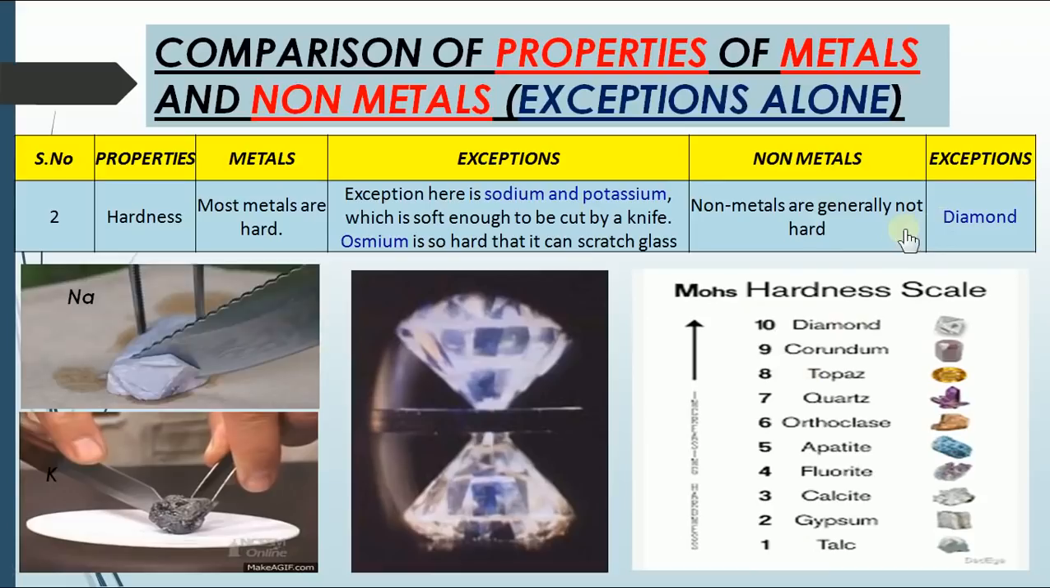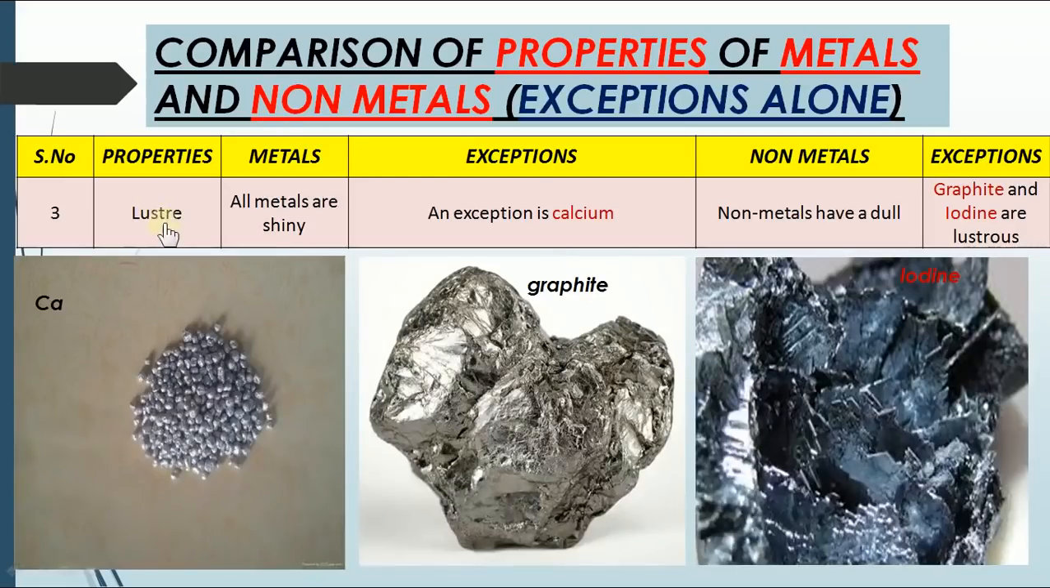Now come to the third property, that is luster. What is meant by luster? Luster means when you expose the substance to light, the surface will shine. So shininess is called luster. All the metals are shining, but the exception is calcium. You could see the calcium is not very shiny, so I can call it less lustrous. So calcium is less lustrous.